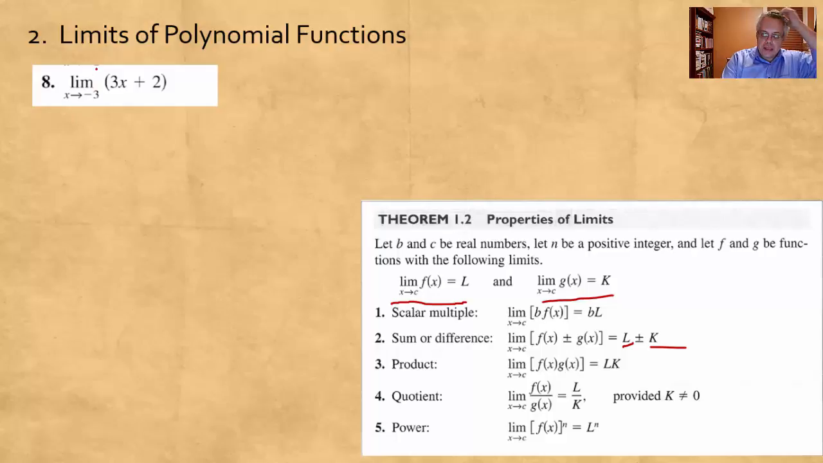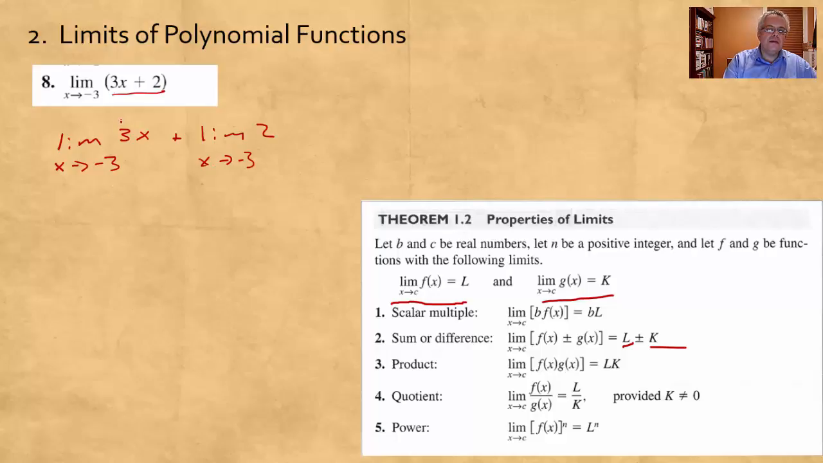So we have the limit as x approaches -3 of this polynomial function. That's what we're learning about, polynomial functions. So I can break it up. Limit as x approaches -3 of 3x plus the limit as x approaches -3 of 2. Why can I break it up? That's this property right here, that if we're taking the limit of a sum of functions, like 3x plus 2, we can just add up their limits. That's what I did. I'm adding up the limit of 3x and the limit of 2.